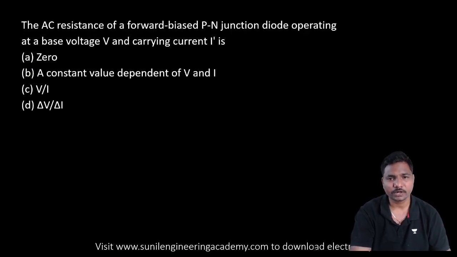AC resistance of a forward bias PN junction diode operating at bias voltage V and carrying current I is dash. The AC resistance is equal to change in forward voltage by change in current. So the answer is option D: change in voltage by change in current.